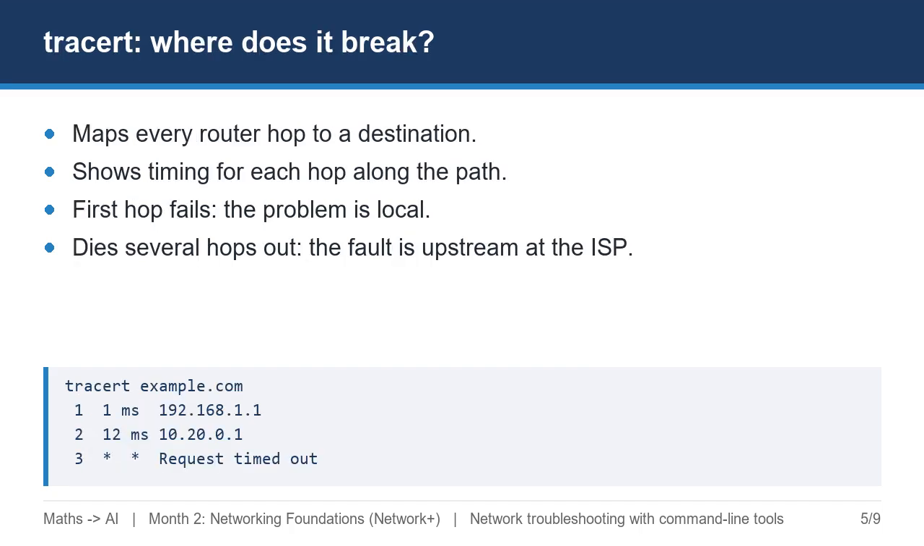Now tracert, or traceroute. It maps every router hop between you and a destination, with timing for each one. This shows you where along the path traffic slows or stops. If the very first hop fails, the problem is local, on your machine or router. But if it dies several hops out, the fault is upstream at your provider. That's not something you can fix, but knowing it is vital, so you escalate instead of wasting hours.